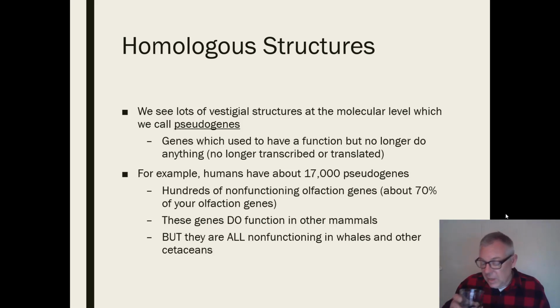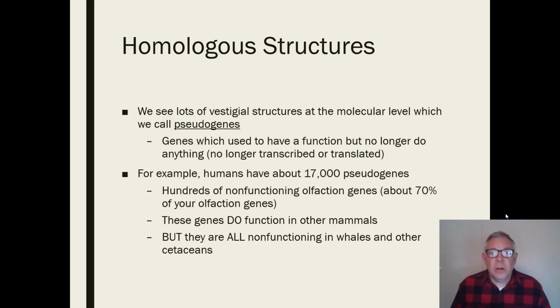So, for example, humans, we have about 17,000 pseudogenes. Now, we have about 20 or 22 or 25,000 actual genes, functional genes. So we have almost as many pseudogenes as we do functional genes.